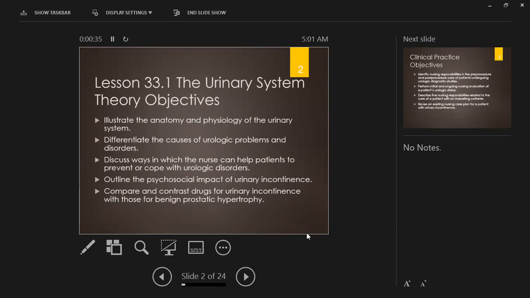Outline the psychosocial impact of urinary incontinence. Compare and contrast drugs for urinary incontinence with those for benign prostatic hypertrophy.